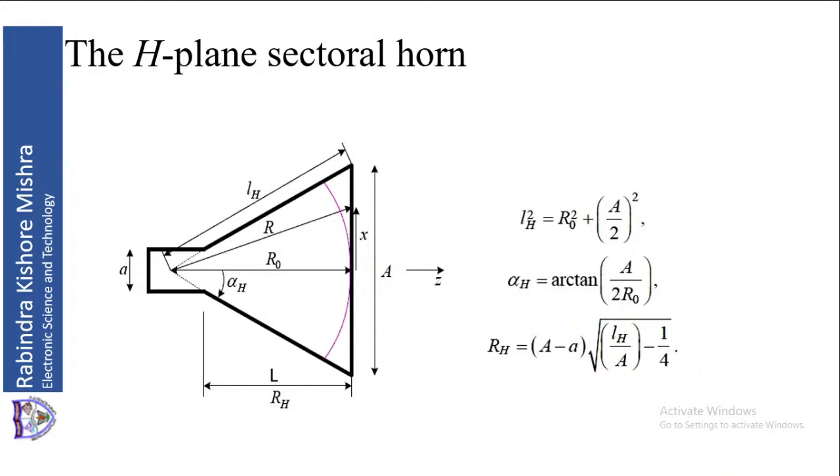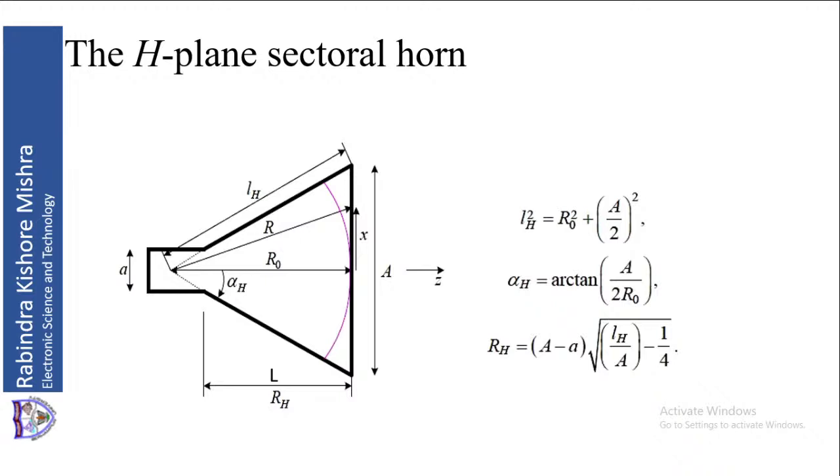Alpha H or psi, you can find out easily using tan inverse. Then RH, which is the neck of the antenna, you can also find out easily. So RH is equal to capital A minus small a into root over of IH by A minus 1 by 4. These are design equations that you have already seen when you studied our sectoral horn antenna.